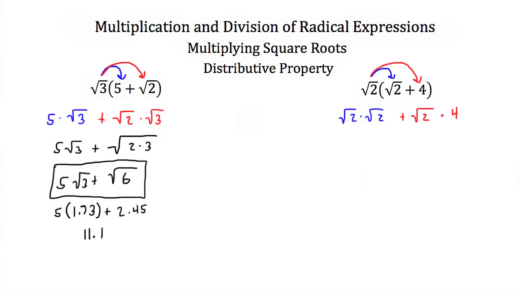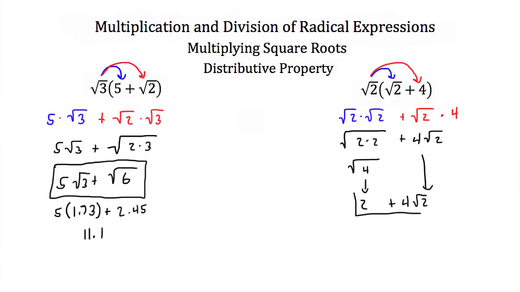Now, the square root of 2 times the square root of 2, I can think of that as the square root of 2 times 2. I can't do much with 4 times the square root of 2. I can't simplify that anymore. Now, the square root of 2 times 2, that's the square root of 4. And the square root of 4 is just 2. So we end up with 2 plus 4 root 2. And this is our solution.